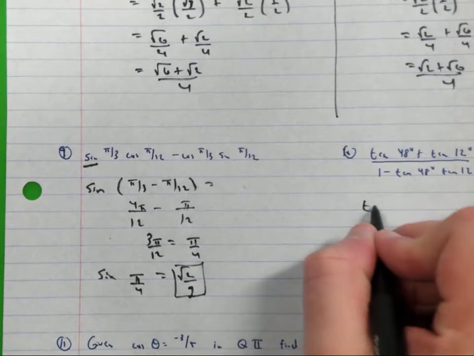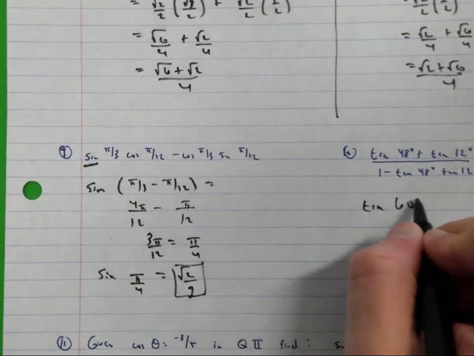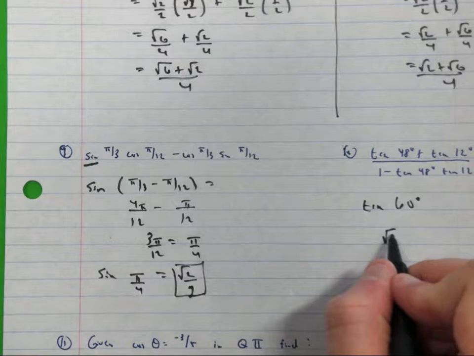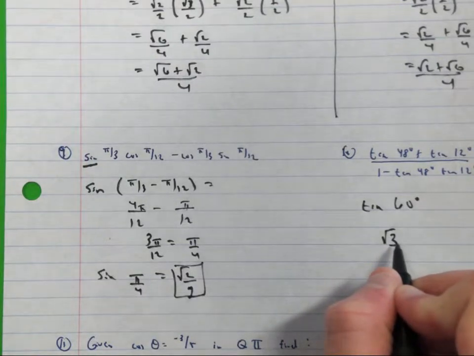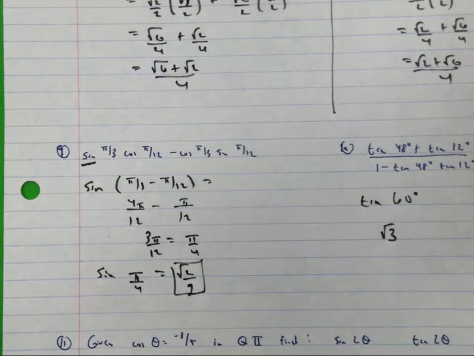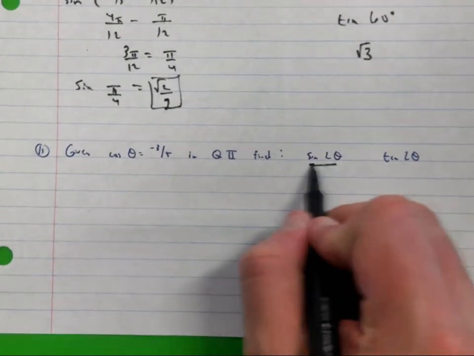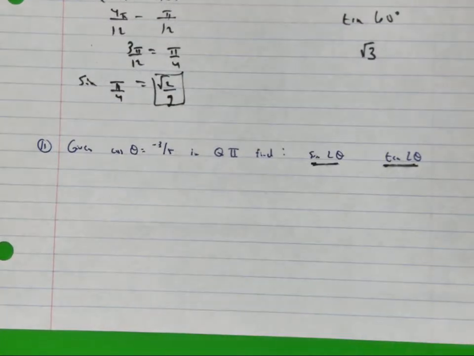This starts with tangent. There's a plus in the numerator. I'm going to add those two. 48 plus 12 is 60. What's the tangent of 60? Square root of 3. Are we good on that? Okay. When I say find me the sine of 2 theta or tangent of 2 theta, what formulas am I using?